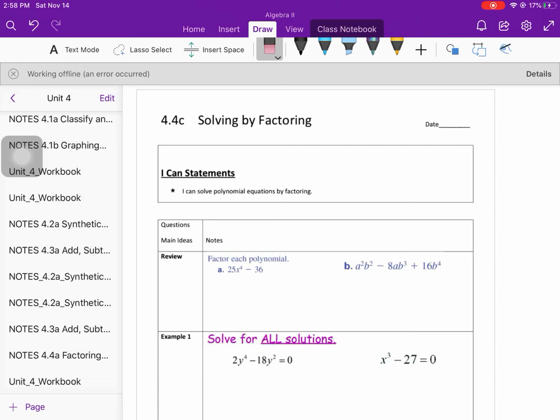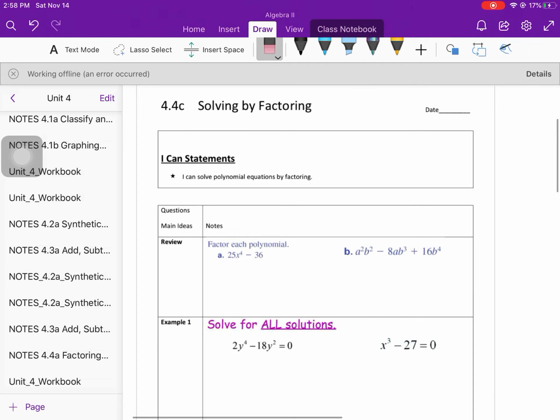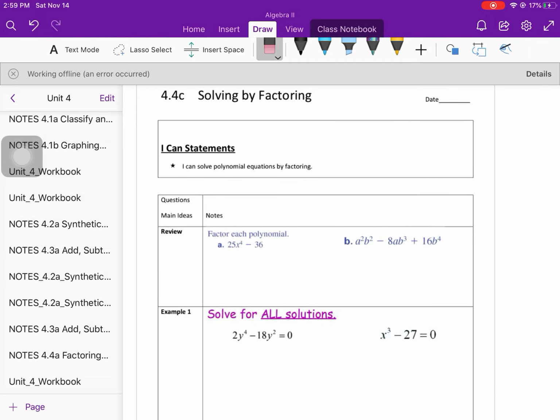For this one, what we are doing is solving using factoring techniques that we've learned throughout this unit and some from the last unit. So let's go ahead and do a little bit of review before we get into the actual solving.